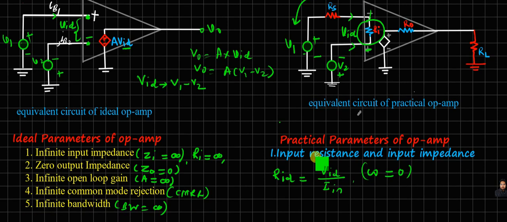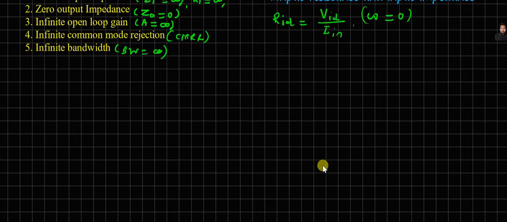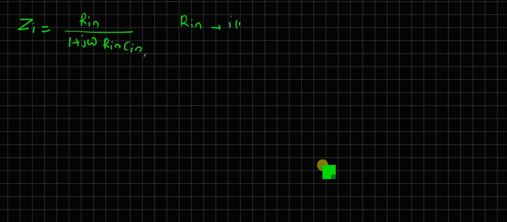Now let us talk about what should be the input impedance. Ideally, it should be infinite. Input impedance is infinite. So Zi is the input impedance, and it is given by R in divided by 1 plus j omega R in into C in. What is R in? R in is the input resistance at DC condition, where only DC voltage is applied at V1 and V2.